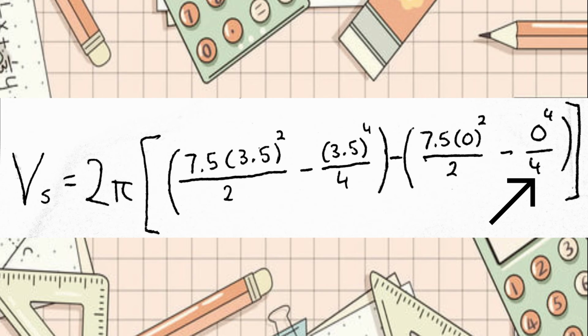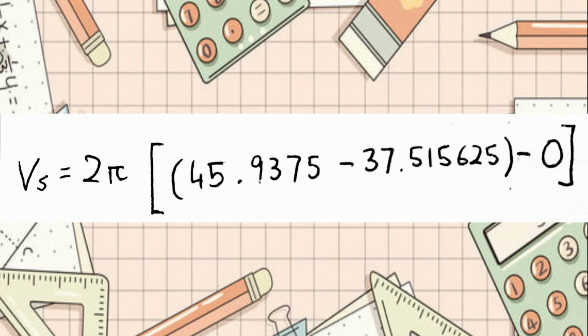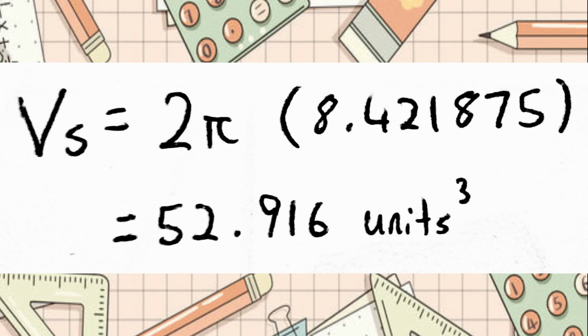Now after we press our calculators, we will get 45.9375 minus 37.515625 minus 0. And then we multiply this by the 2 pi that we put at the front earlier, and we will get our final answer, which is 52.916 unit cube.